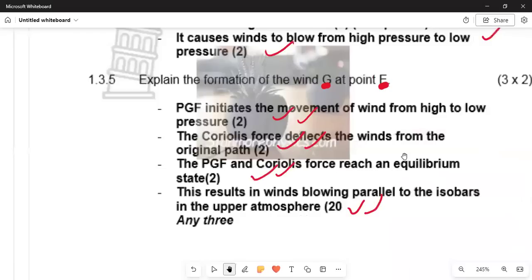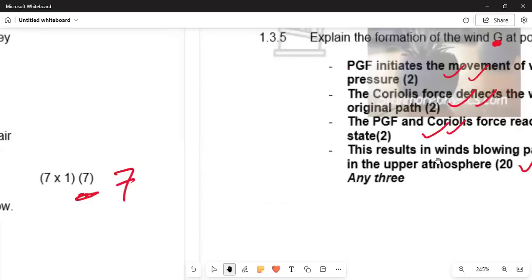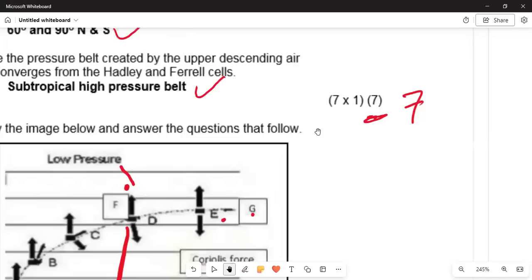All right, we are saying that the PGF indicates the movement of the wind from the high to the low pressure cell. Remember that about the movement, I will show you right now. Remember that the movement is now moving in the clockwise direction. And then number 2, the Coriolis force deflects winds from the original path. The PGF and Coriolis force reach the equilibrium state. This results in the wind blowing parallel to the isobars in the upper atmosphere.